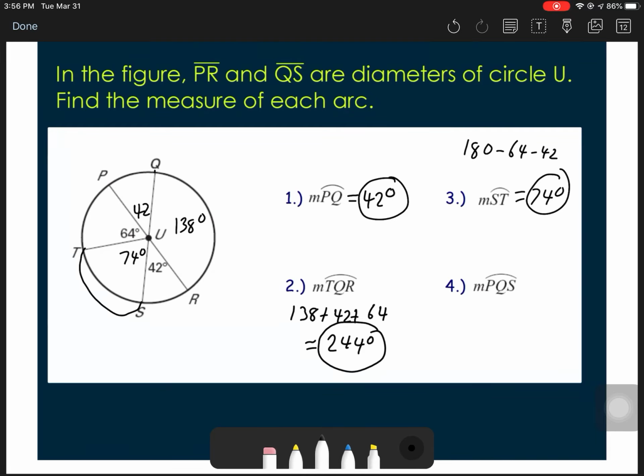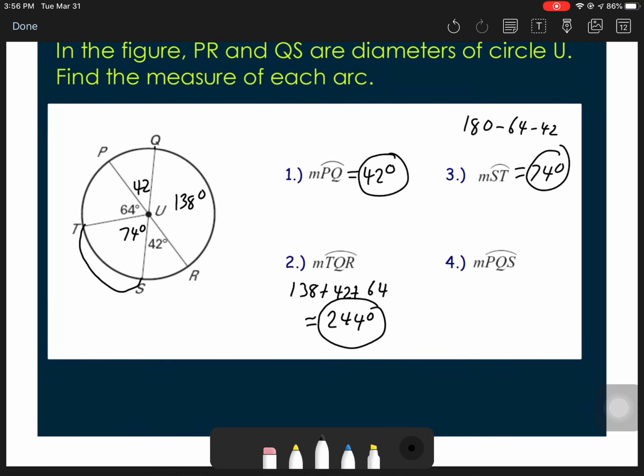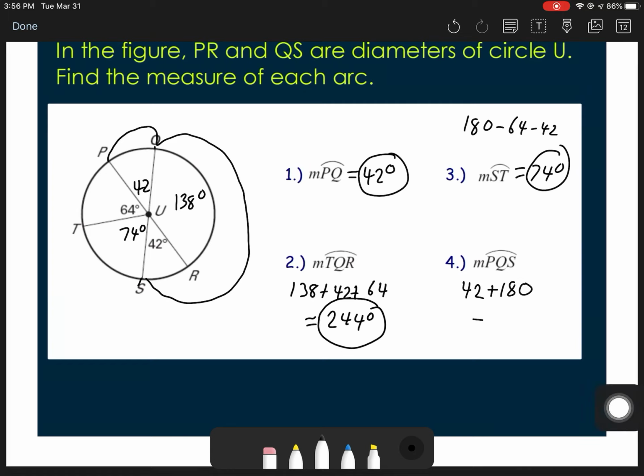Okay, one more to go here. Measure of PQS. So P, start here, Q, and then all the way to S. The easiest way to go about this one is to think about, well, the distance from Q to S is a half circle, making it 180, and then the distance from P to Q is 42. And since they're side by side, we can just add them together. So 42 plus 180 gives us a total of 222 degrees. And there we have it.